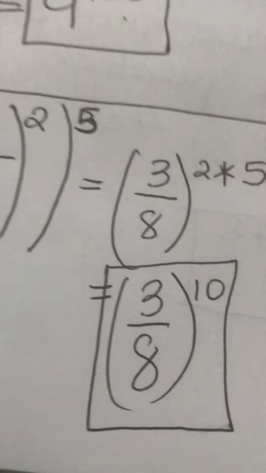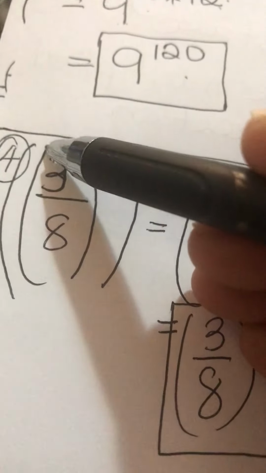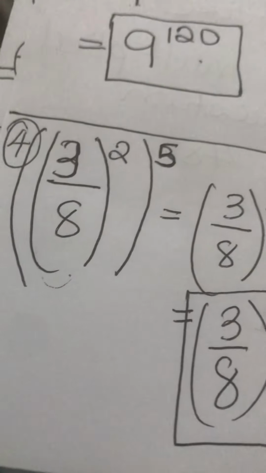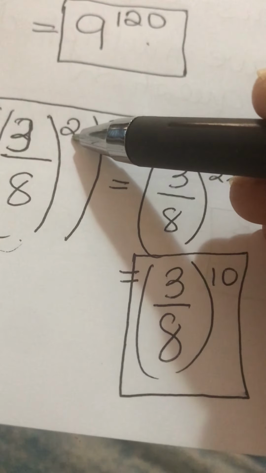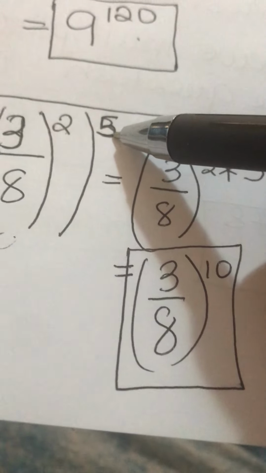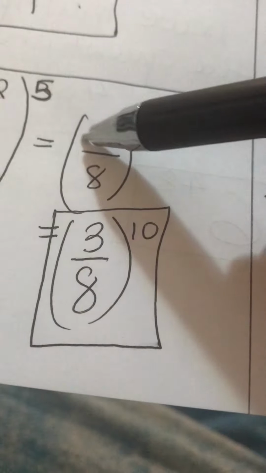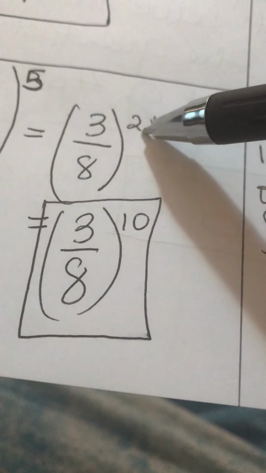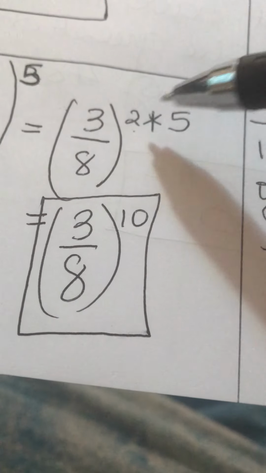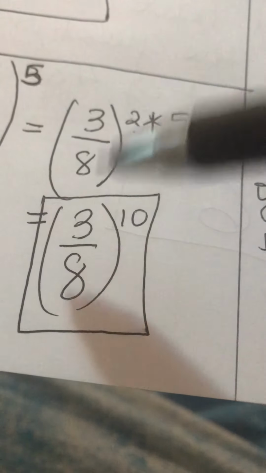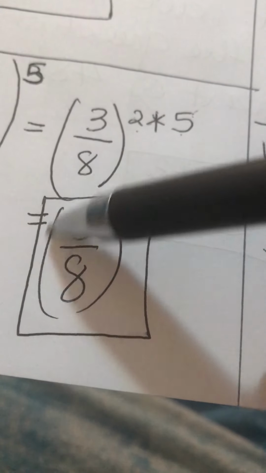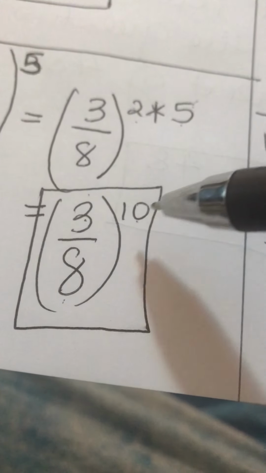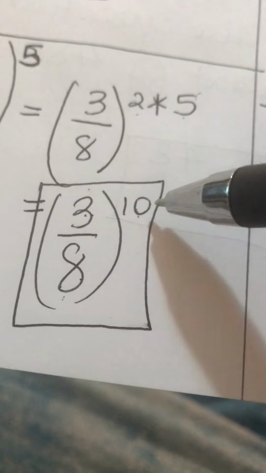Okay, let's do this one. I forgot to show you question 4. Now you have a fraction. And remember your fraction is in a bracket. It is raised to the 2nd power, and then it is raised to the 5th power. So just multiply 2 and 5. So your base is 3/8, and your exponents are 2 and 5, and you're going to multiply them. 2 times 5 is 10, and you just write your base. So this is 3/8 to the 10th power. That's how you read this. 3/8 to the 10th power.